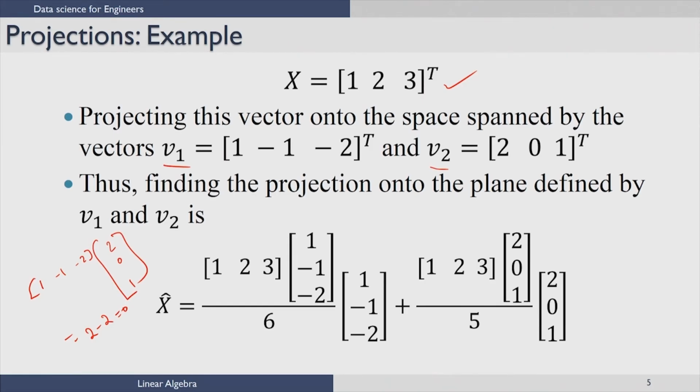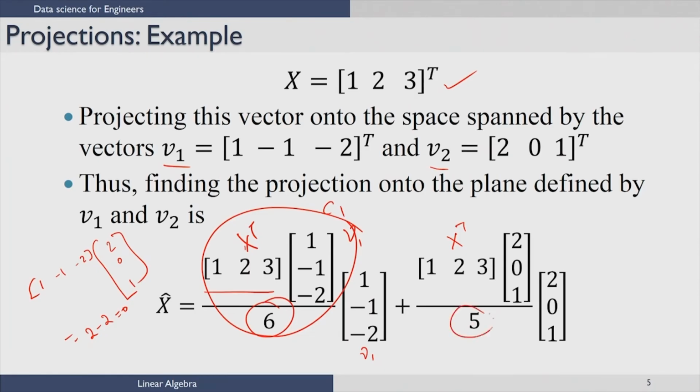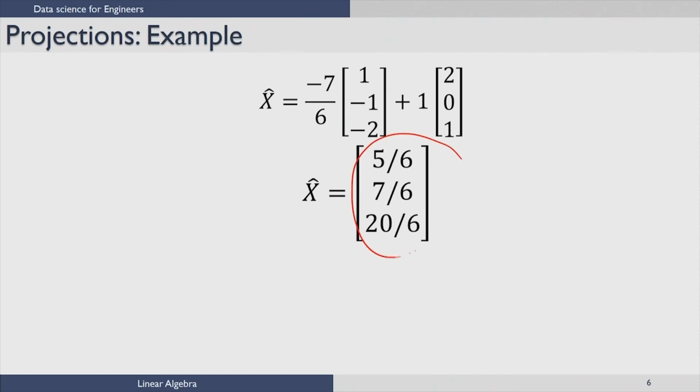So, we can use the formula that we had before. Now, this formula is what we apply here. So, this is x transpose nu 1, which is 1 minus 1 minus 2, and this should be nu 1 transpose nu 1. So, that will be 1 squared plus 1 squared plus 2 squared, so 1 plus 1 plus 4, 6. This is the constant C1 that we get, and this is multiplied by nu 1. If you look at the second term here, this is x transpose nu 2, which is 2 0 1, and this should be nu 2 transpose nu 2. So, this should be 2 squared plus 0 squared plus 1 squared, which is 5, and we have this vector nu 2. Once you simplify this further, you get the projection as the following.